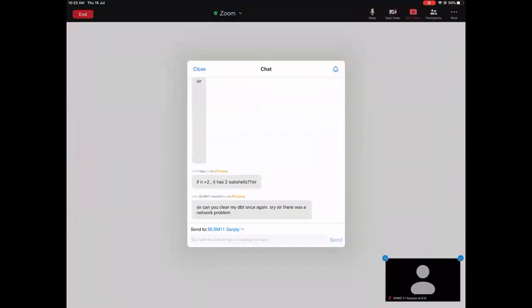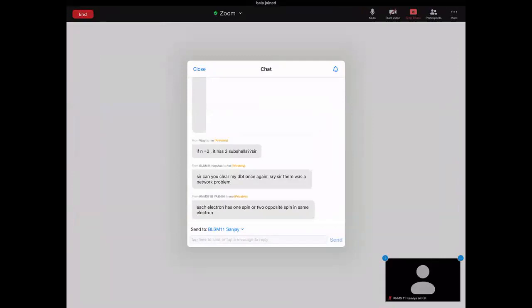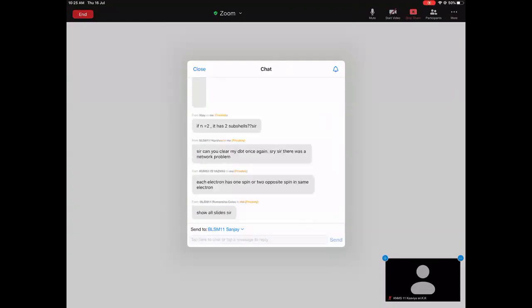Sir, can you clear my doubt once again? There was a network problem. What is your doubt, Harshini? Each electron has one spin or two opposite spins? No, one spin. Each electron can have only one spin, it can only spin clockwise or anti-clockwise. How can the same object spin both ways? It can't, right?